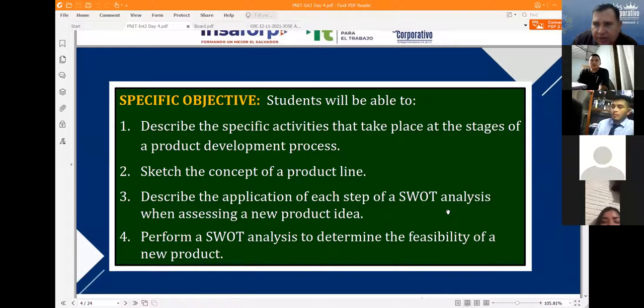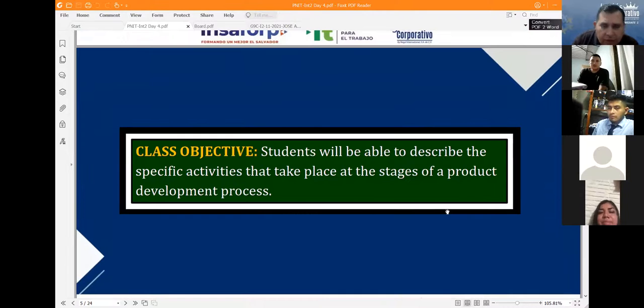The specific objectives for this unit: students will be able to describe the specific activities that take place at the stages of a product development process.